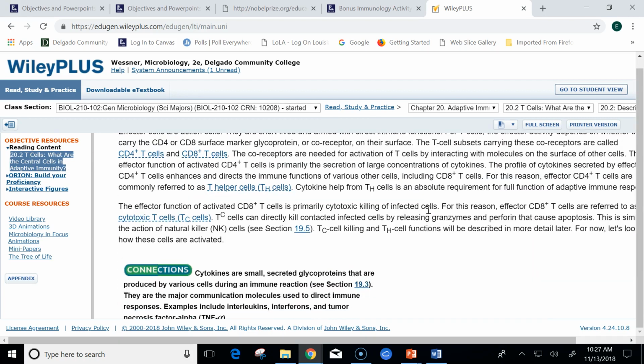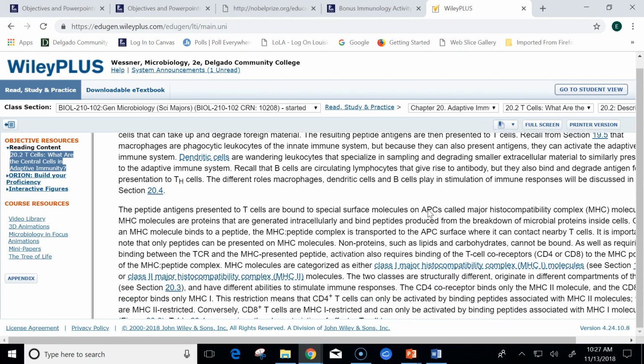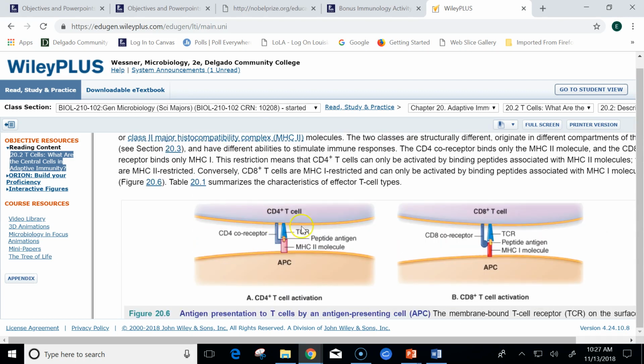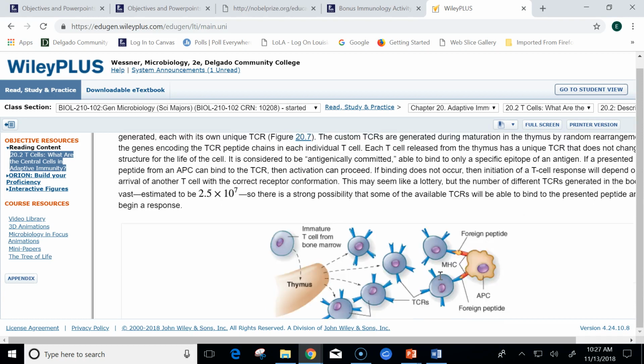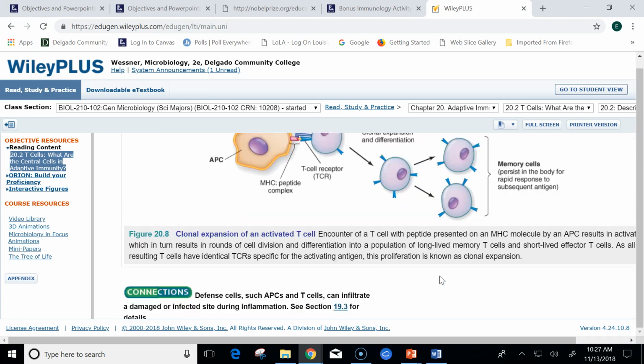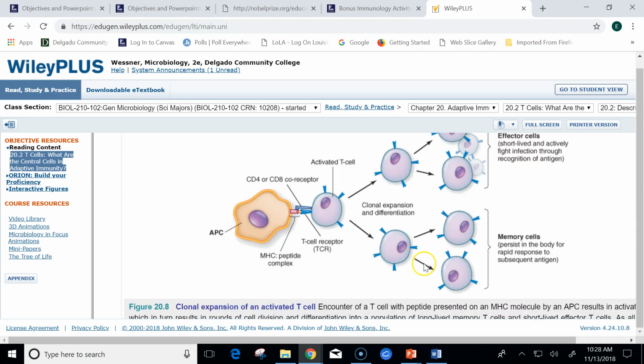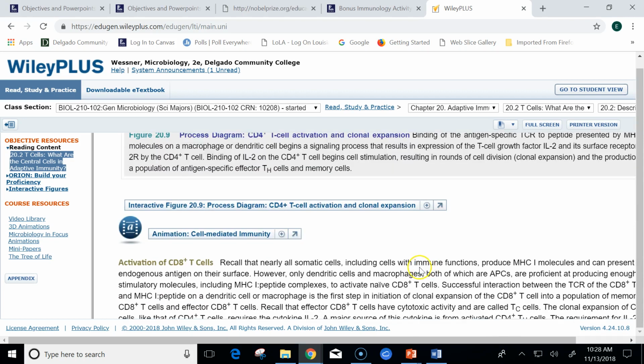We're going to focus on T cells, right? And so there are 2 subsets, 2 choices: CD4 helper or CD8 cytotoxic. So we'll go over that, right? And the special handshake they do. So in here, right here, this cell-mediated animation is a really good one.